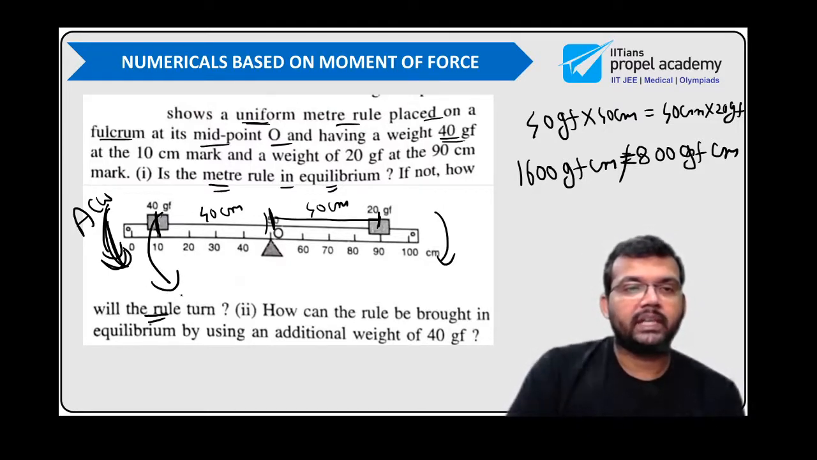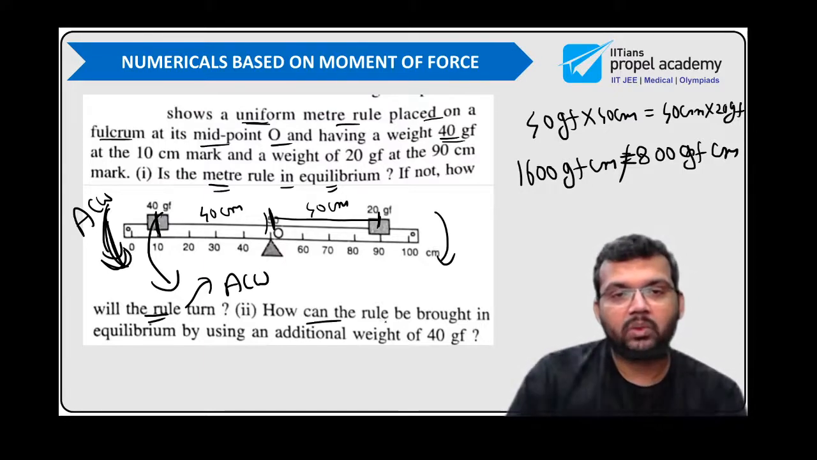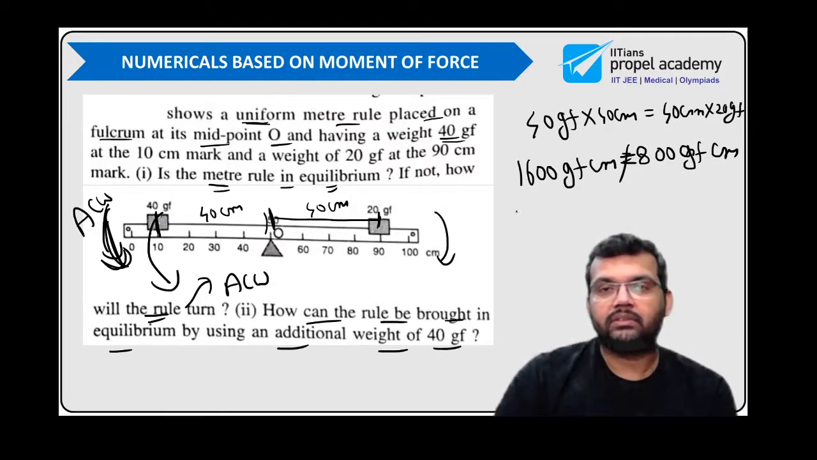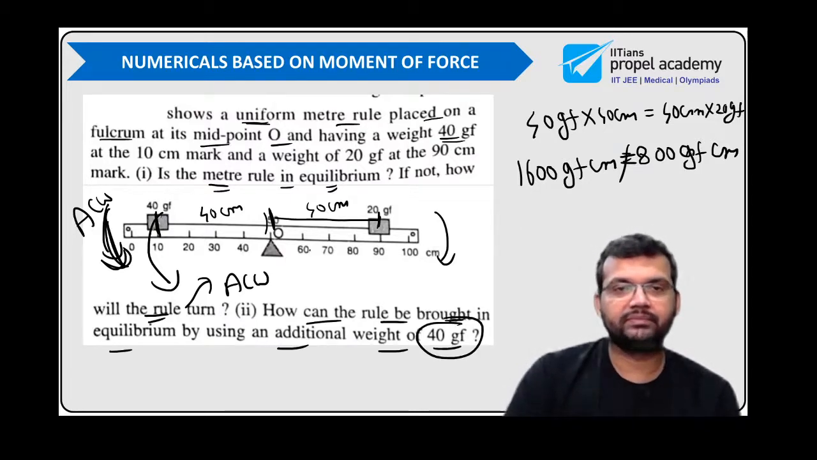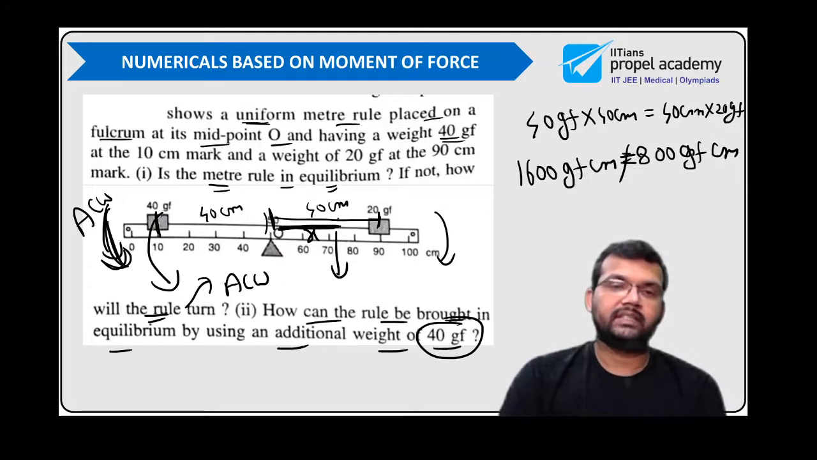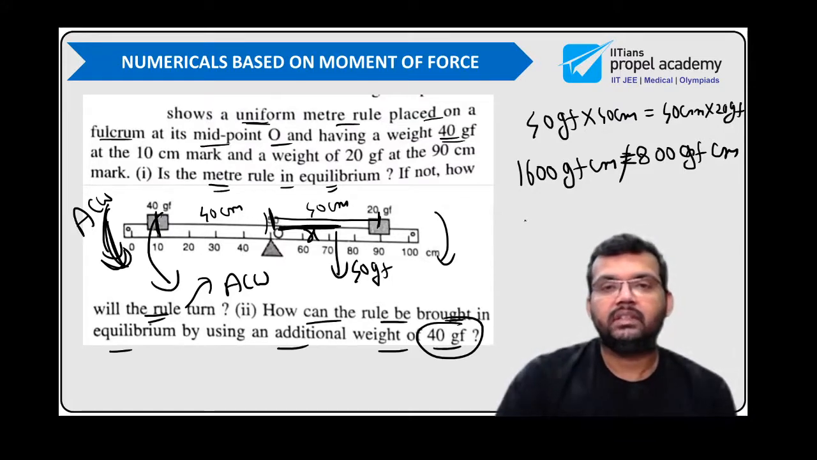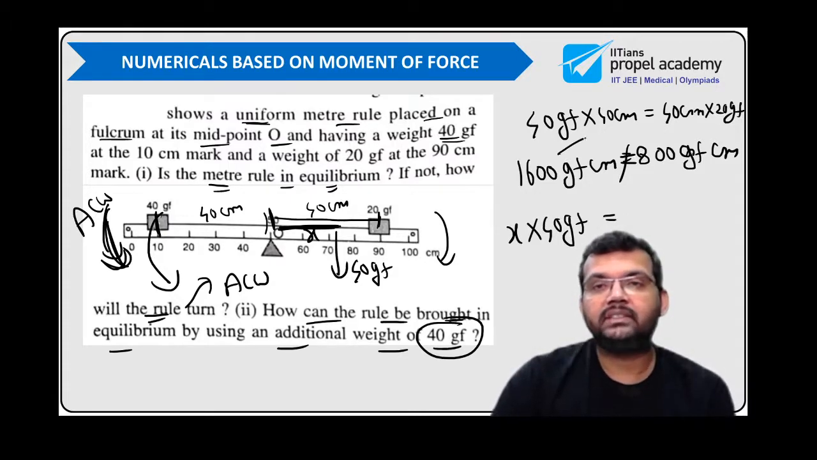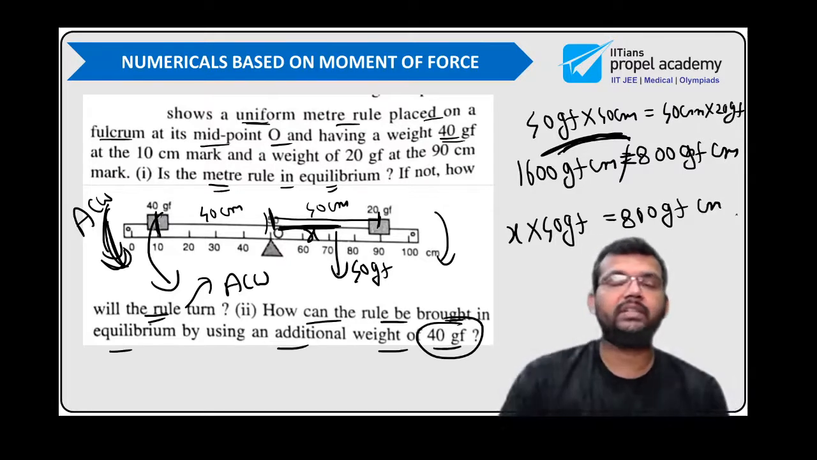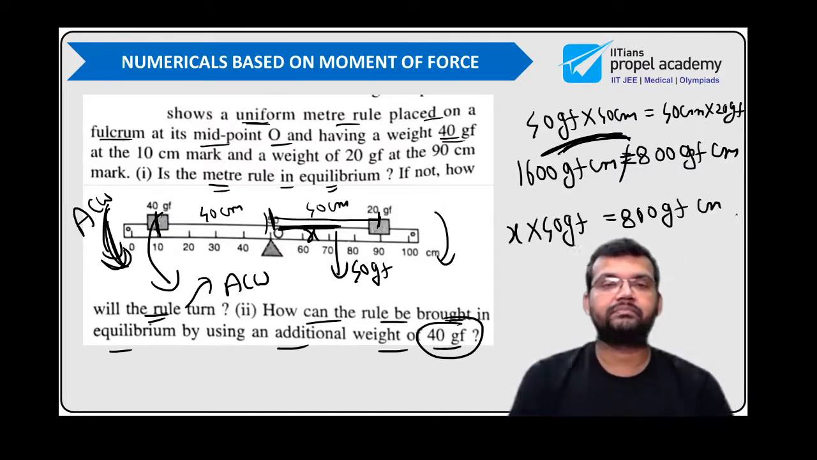So it will turn anti-clockwise. Now how can the rule be brought in equilibrium by using an additional weight of 40 GF? This is interesting. We can use 40 GF somewhere here. Let's say X is the distance and 40 GF is the force. Now X into 40 GF should equate the difference of these two values, that's 800 GF cm. Why did I take the difference? Because that's the effective one.